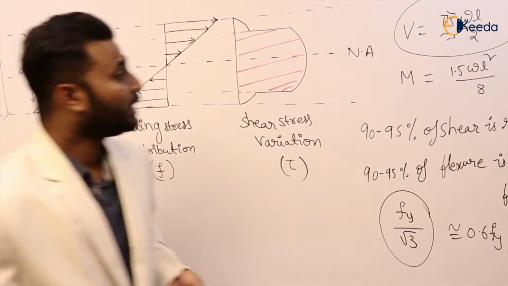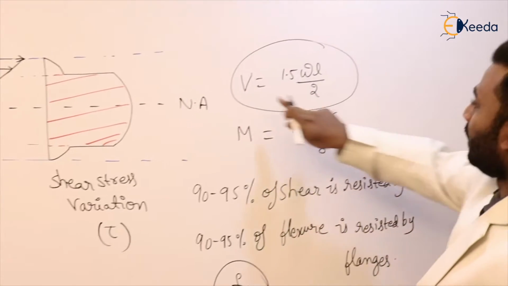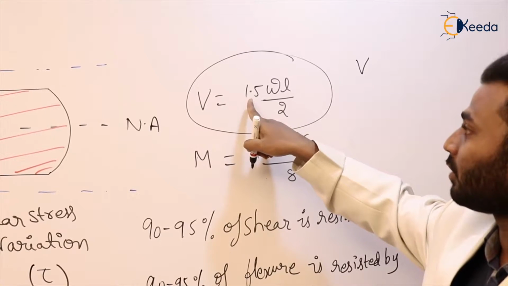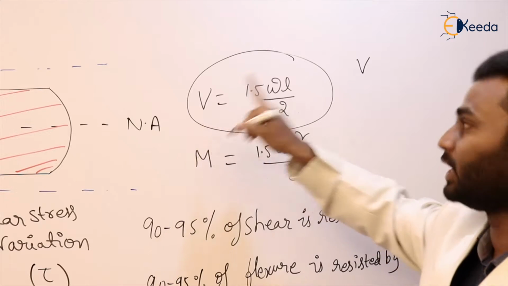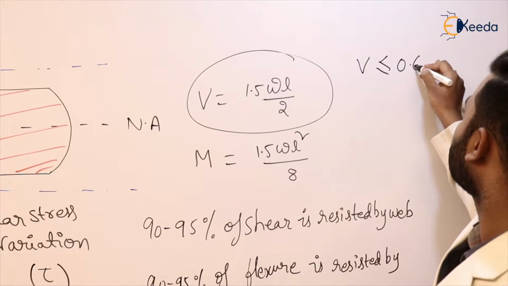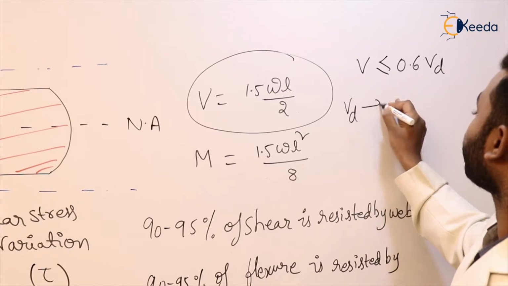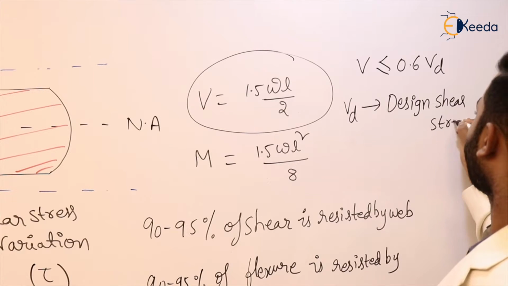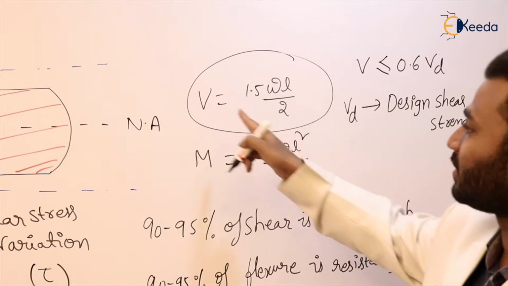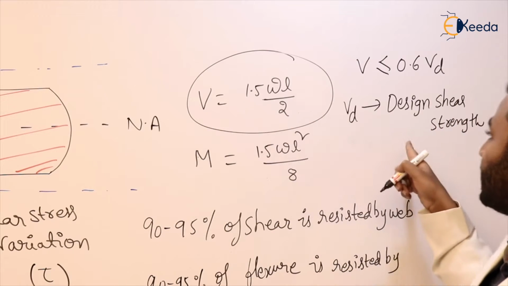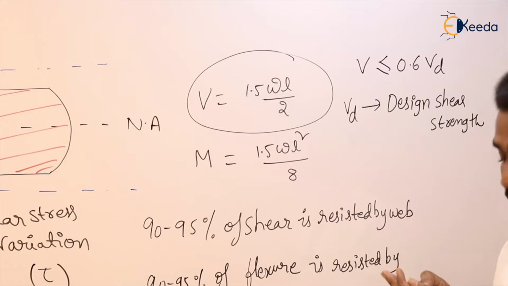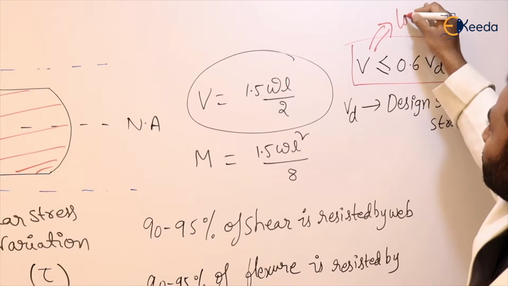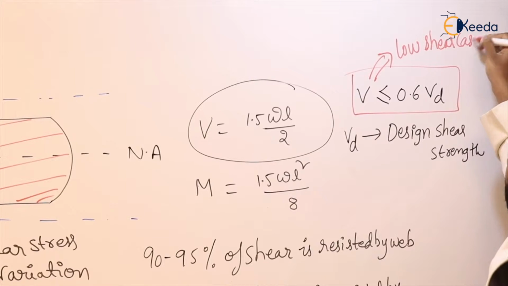How? Here I am going to write: if the design factored shear force V, which in a simply supported beam with UDL is equal to 1.5 into WL by 2, is less than or equal to 0.6 VD, where VD is the design shear strength, then this is known as low shear case.